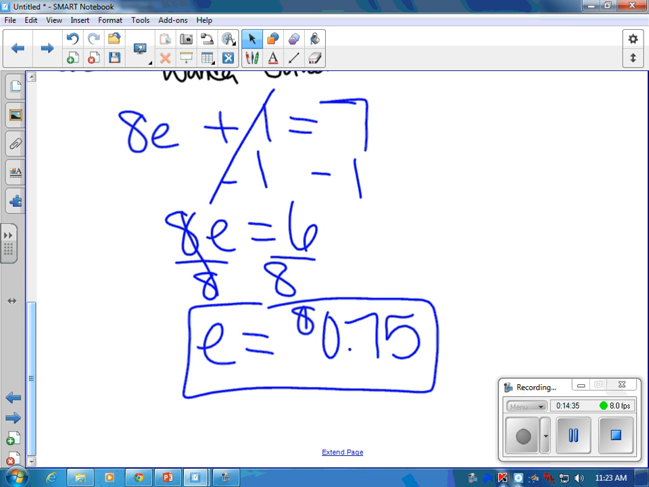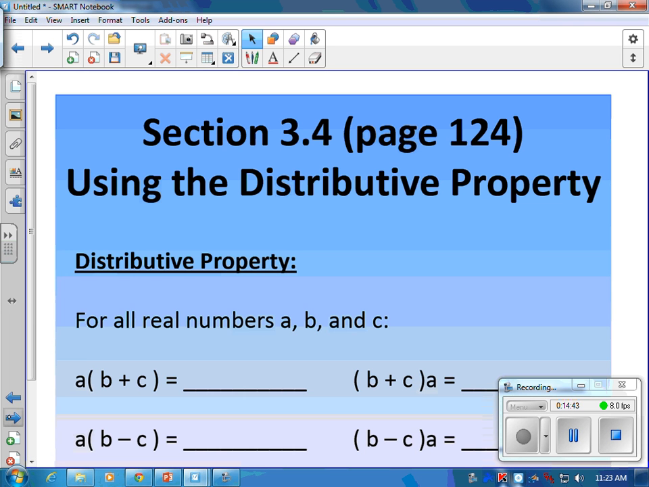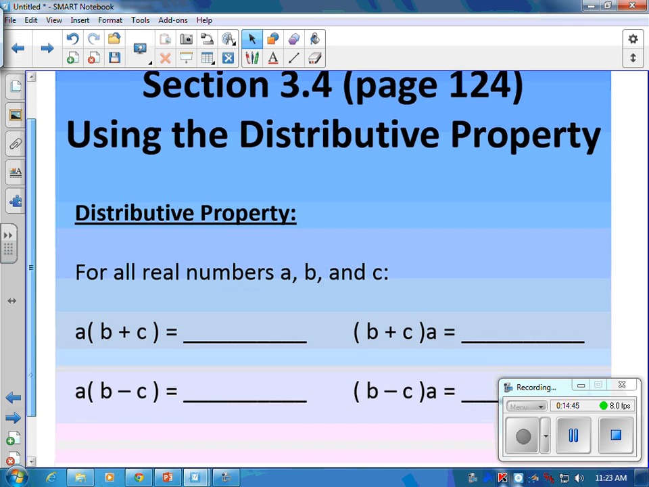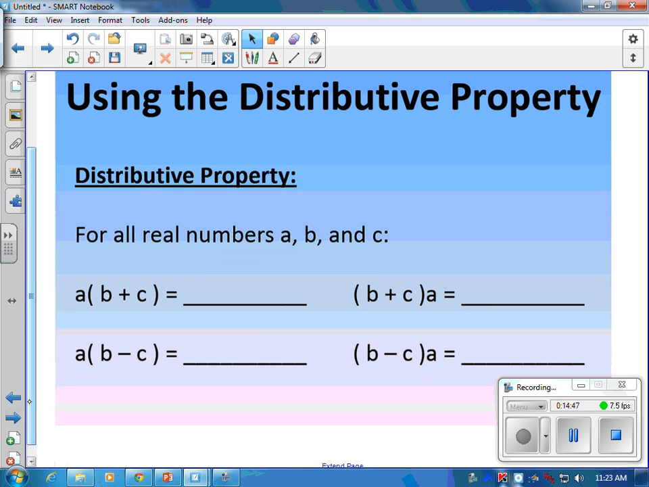Questions about any of this problem? All right. Then let's move on. We talked about combining like terms. Now we want to talk about the distributive property.